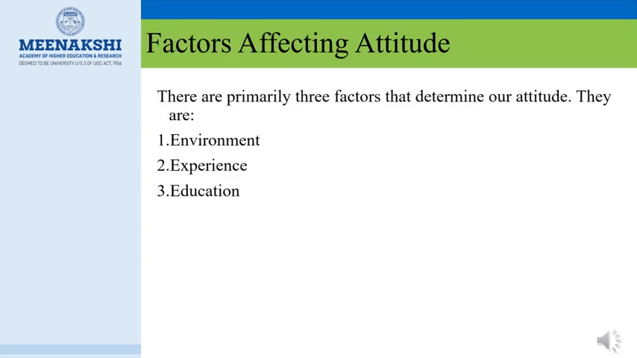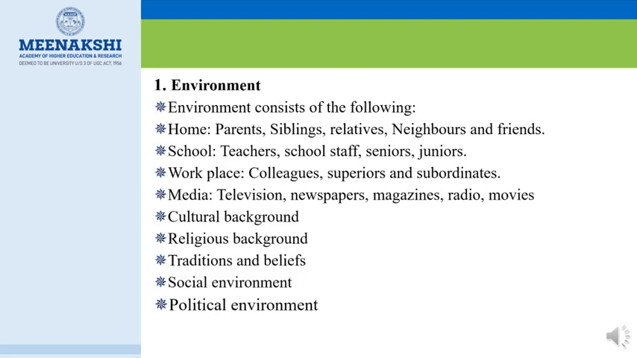What are the factors that majorly affect attitude? So there are primarily three factors that determine our attitude and they are environment, experience and education. So first one is environment. So environment consists of the following things: first one is home, second one is workplace, media, cultural background, religious background, traditions and beliefs, social environment and political environment.